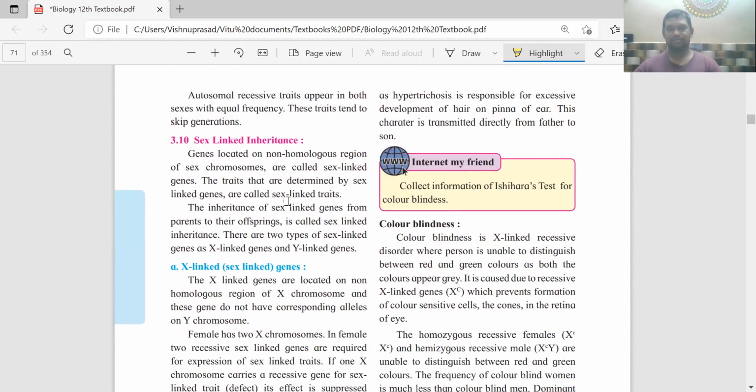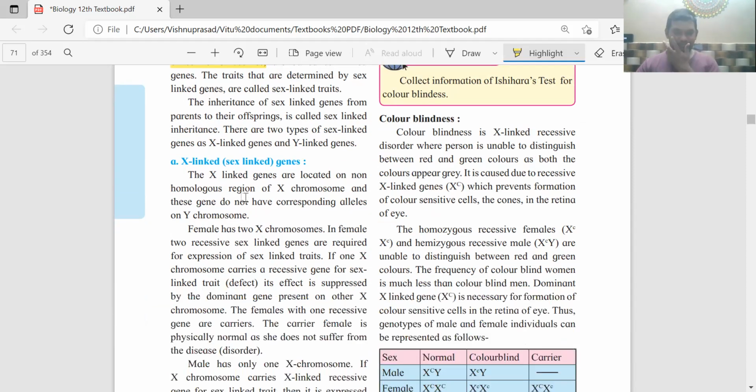These are genes which are present on the non-homologous region of the sex chromosomes. Do you recollect non-homologous regions, which are restricted to the sex chromosome? That gene inheritance is called sex-linked inheritance. In that, first we will see X-linked genes.